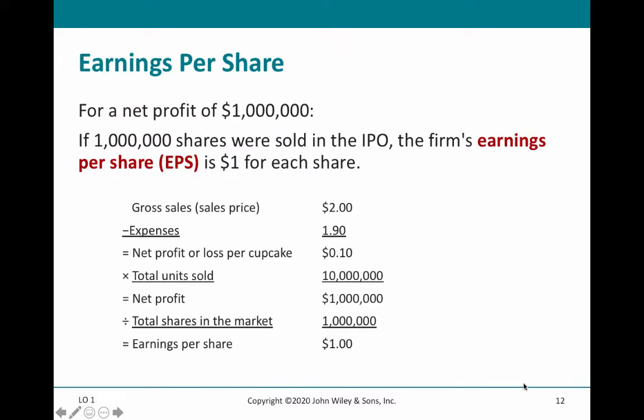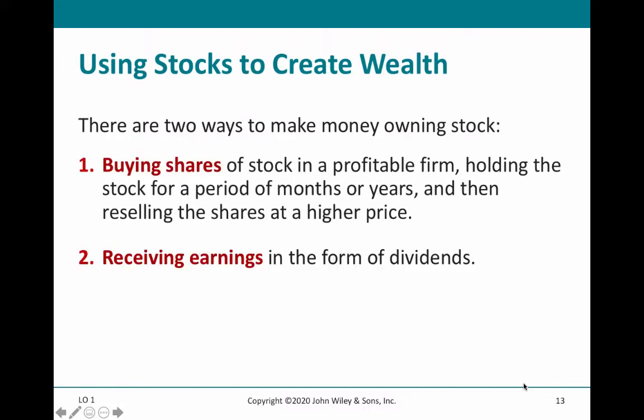Now we know that he has 1 million shares because we saw that on the other chart. When it all comes down, you can calculate earnings per share for that year. You take the amount that he earned, 1 million, divide it by the number of shares, 1 million, and you get $1 per share owned. Now, how does that work? There are 2 ways you can make money if you're a shareholder.